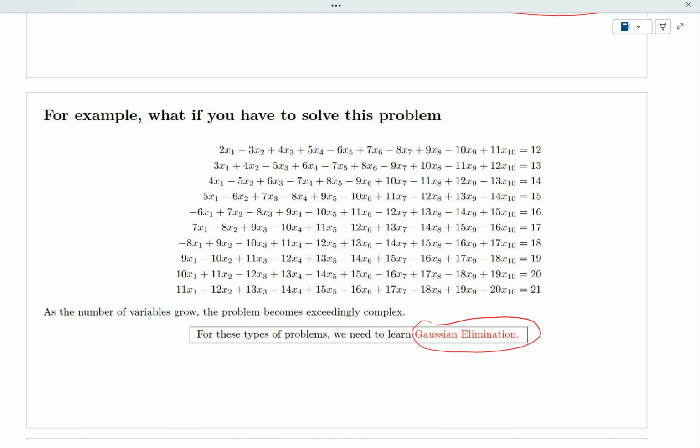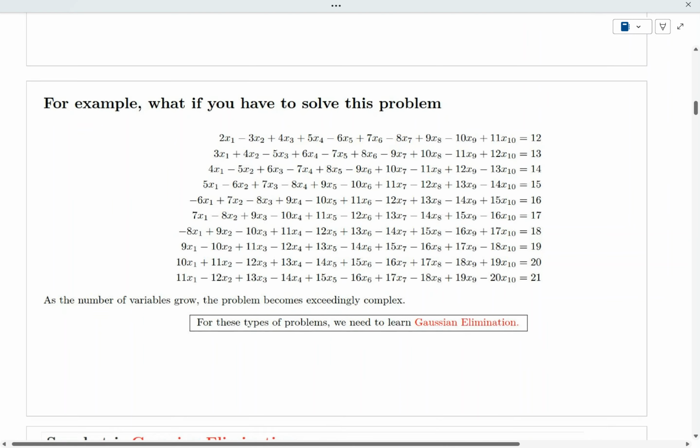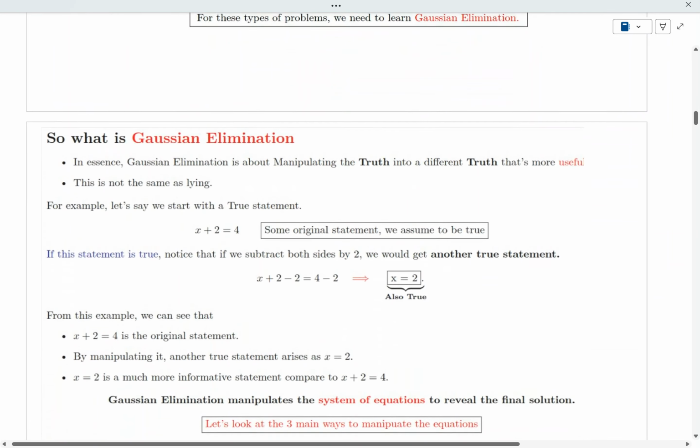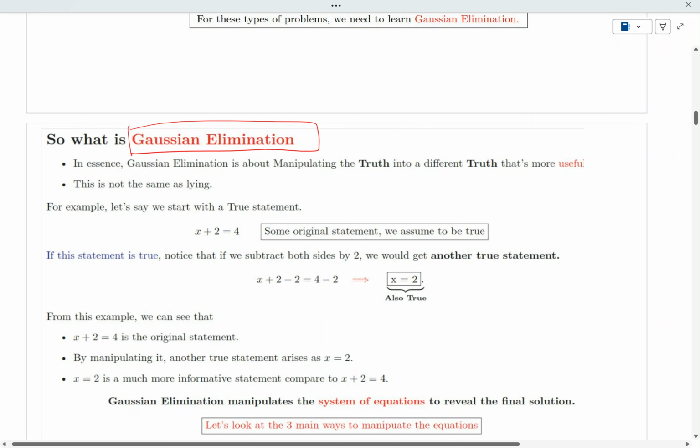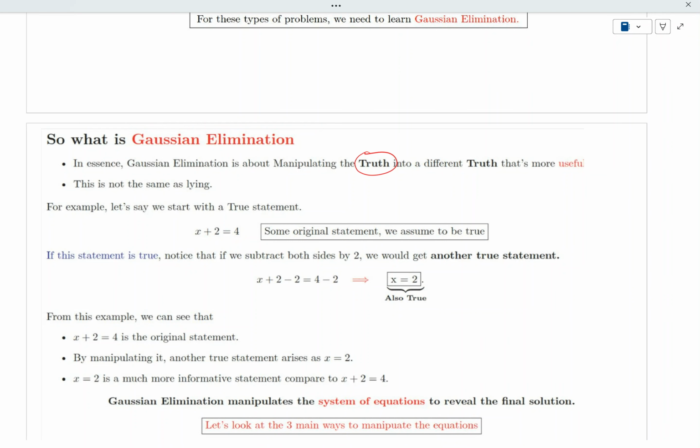The point of Gaussian elimination is to make solving this less burdensome. I mean, it's still a lot of work if you're trying to solve it by hand, but it's less work compared to doing a substitution for every one of these. So, what is Gaussian elimination? Well, in essence, Gaussian elimination is about the manipulation of truth into a different truth. So you go from one truth to a different truth that happens to be more useful.